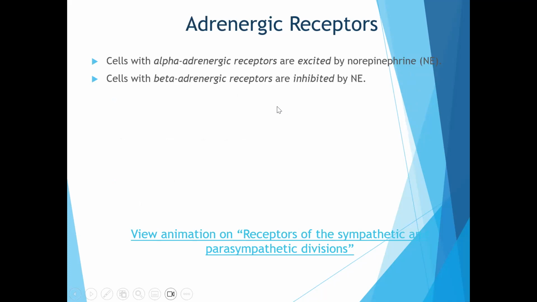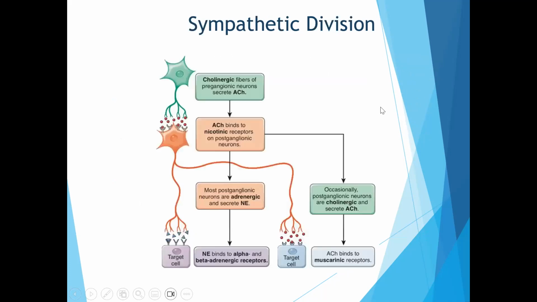Okay, our adrenergic receptors, and so we basically have two different types. Alpha are excited by norepinephrine, while beta are inhibited by norepinephrine. So alpha adrenergic receptors are excitatory, beta adrenergic are inhibitory. They're both affected by norepinephrine.